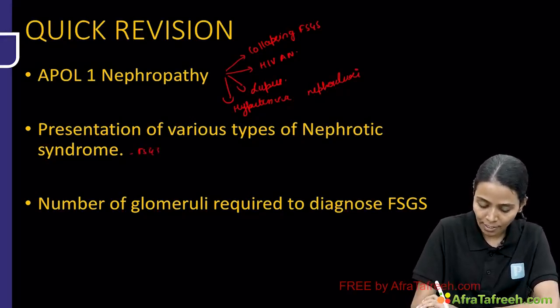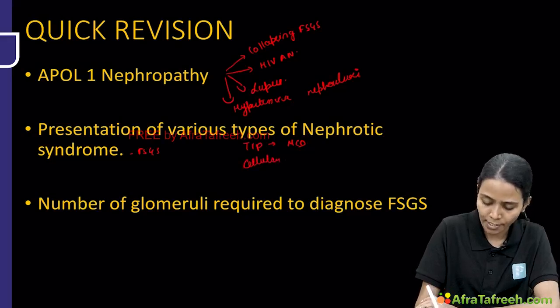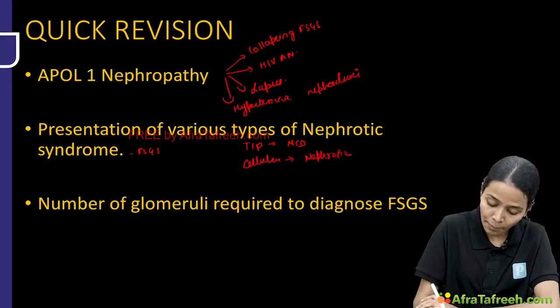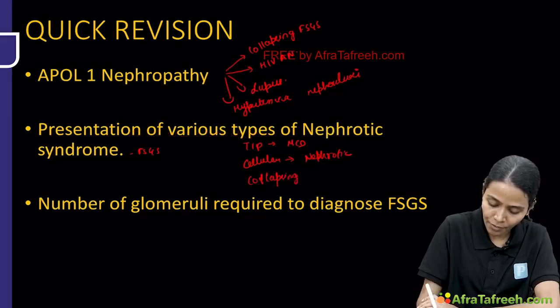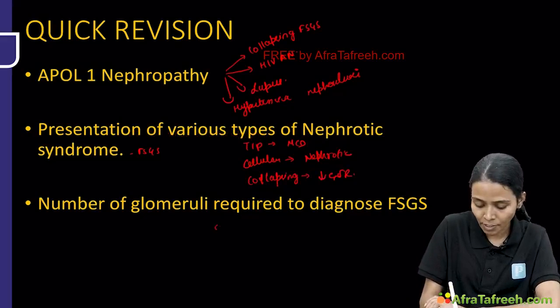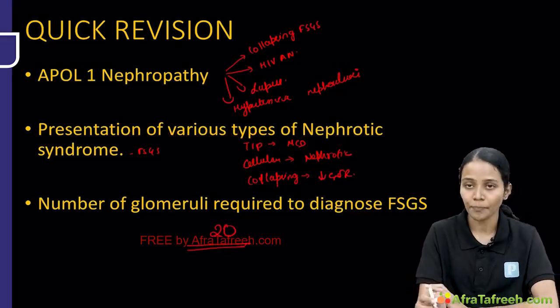Next is presentation of various types of nephrotic syndromes with respect to FSGS. That is, tip lesion mostly presents as MCD. The cellular variant also presents as full-blown nephrotic syndrome. Collapsing variant presents with reduced GFR. Okay. The number of glomeruli that is required to diagnose FSGS is 20. Okay, 20 glomeruli are required to diagnose FSGS.